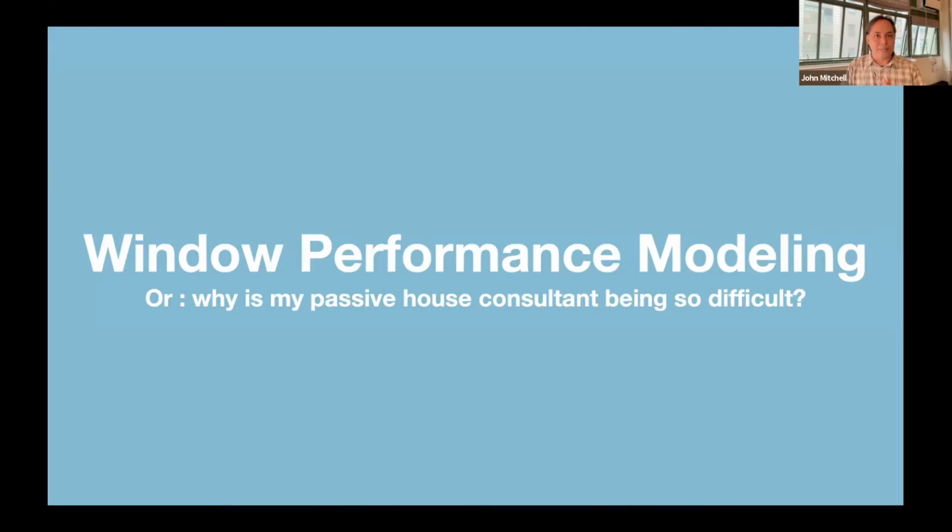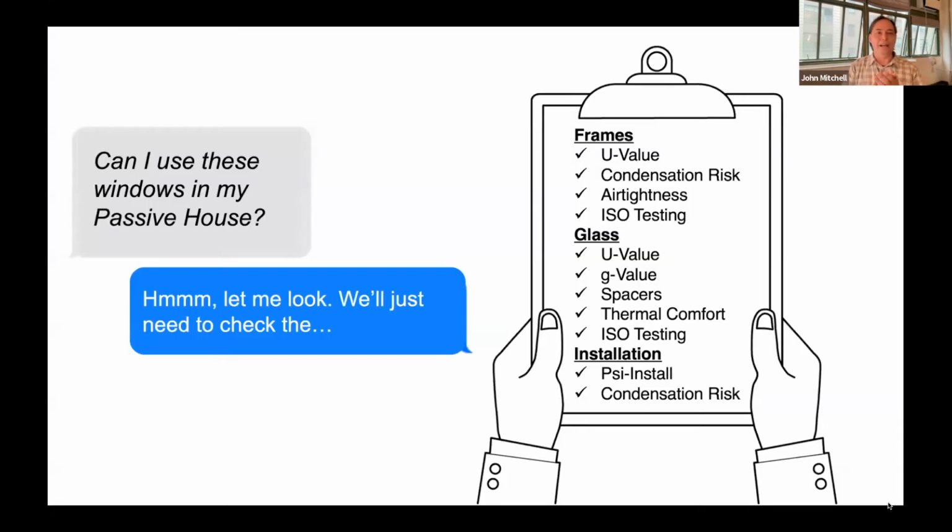People ask a simple question: can I use these windows in my passive house? And we give the tried and true passive house consultant answer: depends. It depends on what kind of dryer you're using. Depends on what kind of hot water heater you're using. All these absurd things. Why do we do that? Well, let's dive into that and understand exactly what goes into deciding or specifying windows for passive house projects.